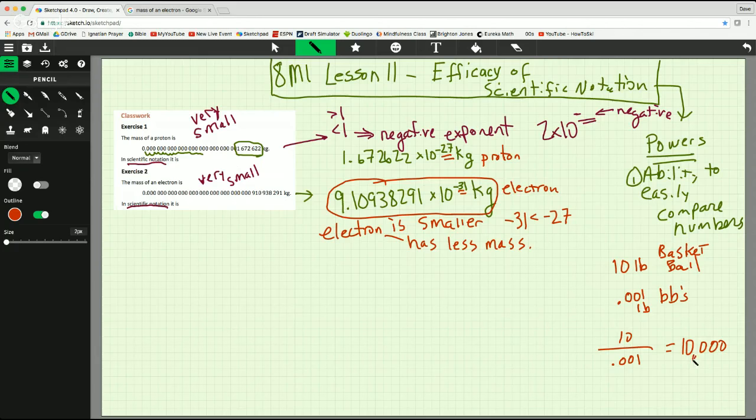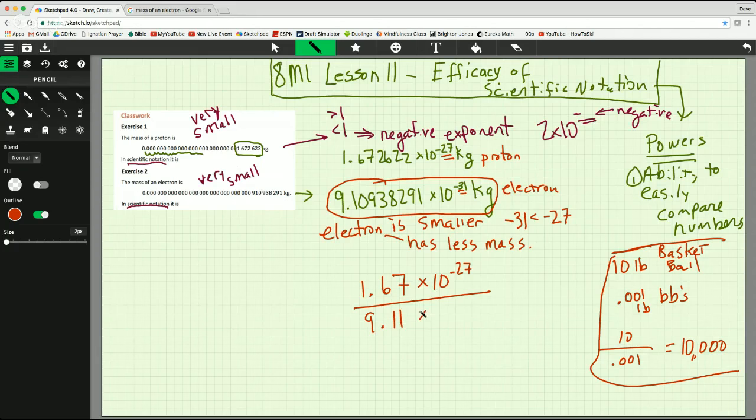So 10,000 BBs would weigh the same as a basketball. You just simply divide it. So we're going to do the same thing here. How many protons, one proton, how many electrons weigh the same as a proton? So we're going to have to see how many electrons go into a proton.